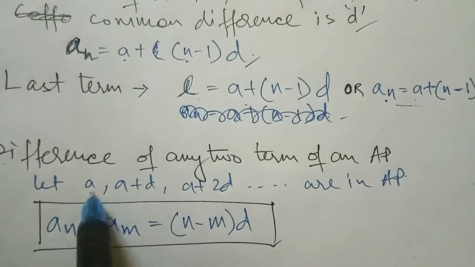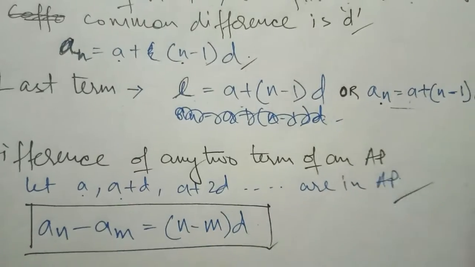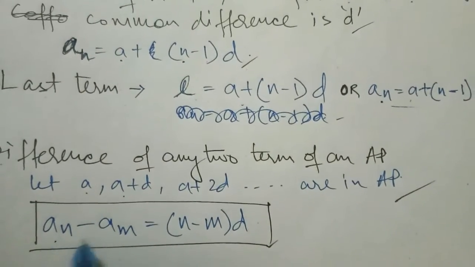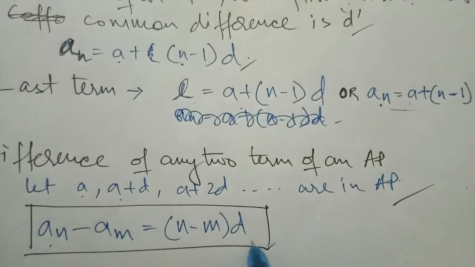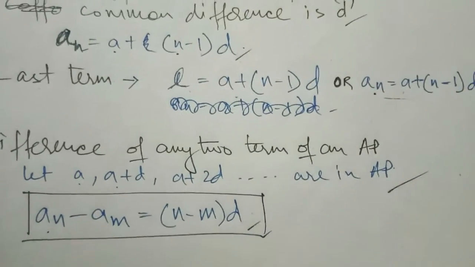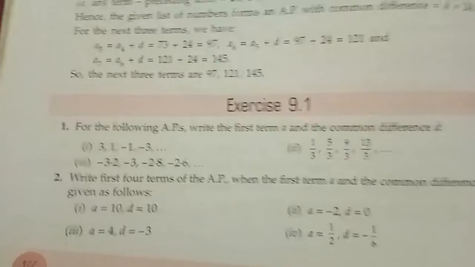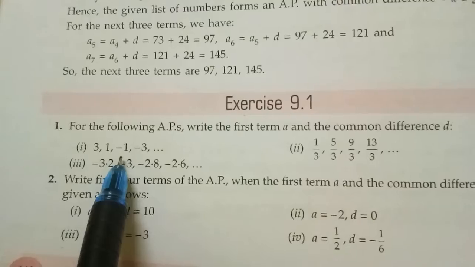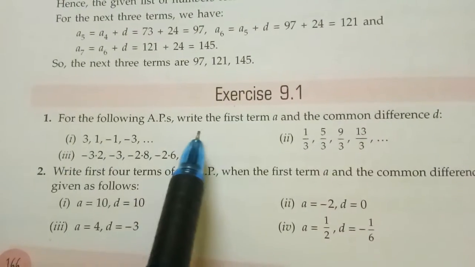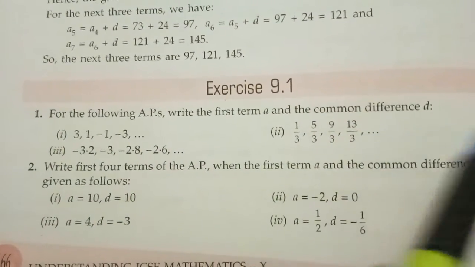If A, A plus D, A plus 2D are in AP, then the difference between two terms will be AN minus AM, that is (N minus M) into D. Now you can see one question from exercise 9.1, question 1a. What is given? 3, 1, minus 1, minus 3. They have told us to find out the first term and the common difference.